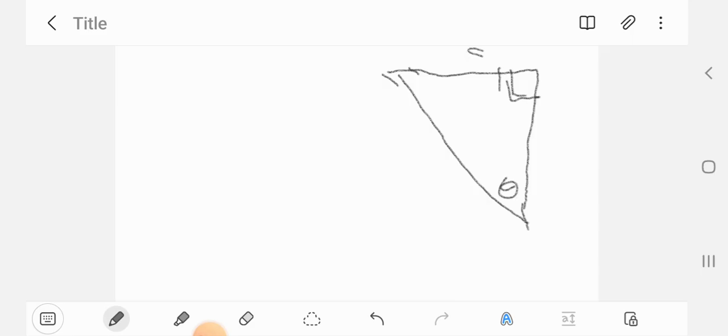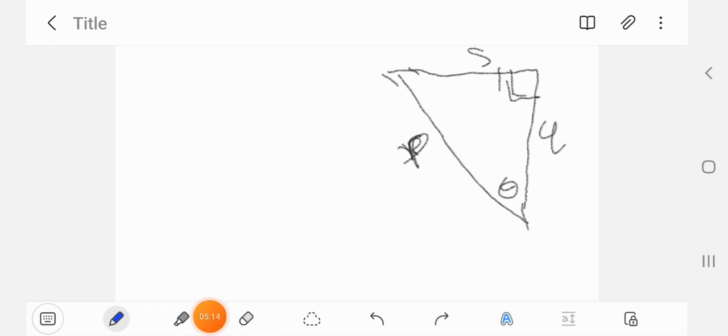All right, so let's draw the triangle. Here we have the 90 degrees here. Sorry about that. Here we have theta, we have S, Q, and P. So that P is the longest side. Okay, so keep that in mind.